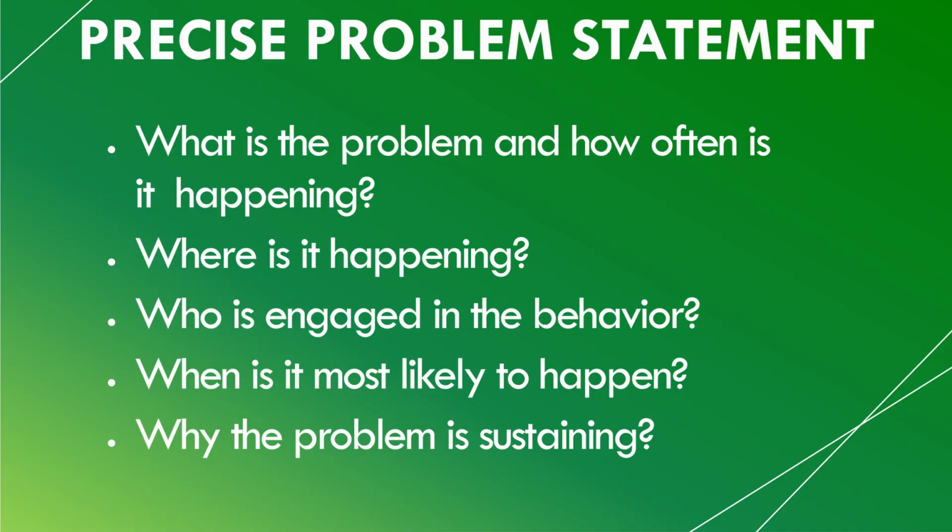At the Tier 1 level, the PBIS team needs to be able to make a precise problem statement. This includes answering these questions. What's the problem and how often is it happening? Where is it happening? Who is engaged in the behavior? When is the problem most likely to happen? Why is the problem sustaining? That way you avoid defining a solution before fully defining the problem. You don't want to build solutions from broadly defined or fuzzy problem statements.